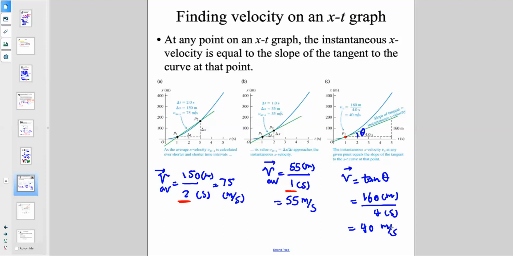And I have 40 meters per second as my instantaneous velocity. At that very point, right there, I was able to draw a line that is tangent to the curve, to the path, okay? And I found the slope, and the slope is showing me the velocity. How amazing is that? Okay.